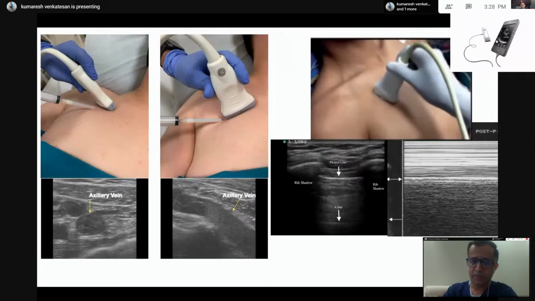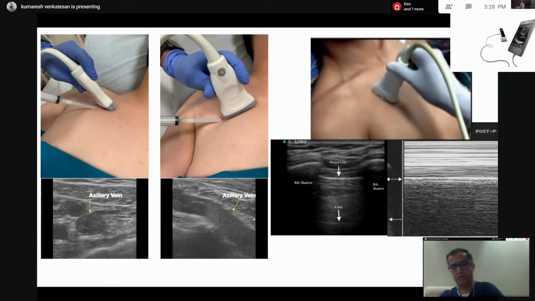And then moving below the clavicle, you can see the transverse view, or the short axis view, of the axillary vein and the adjacent axillary artery. And then if you rotate the probe 90 degrees, keeping the vein in the middle, you will see the axillary vein. And you can perform a lung ultrasound to make sure there's no pneumothorax before you start the procedure.